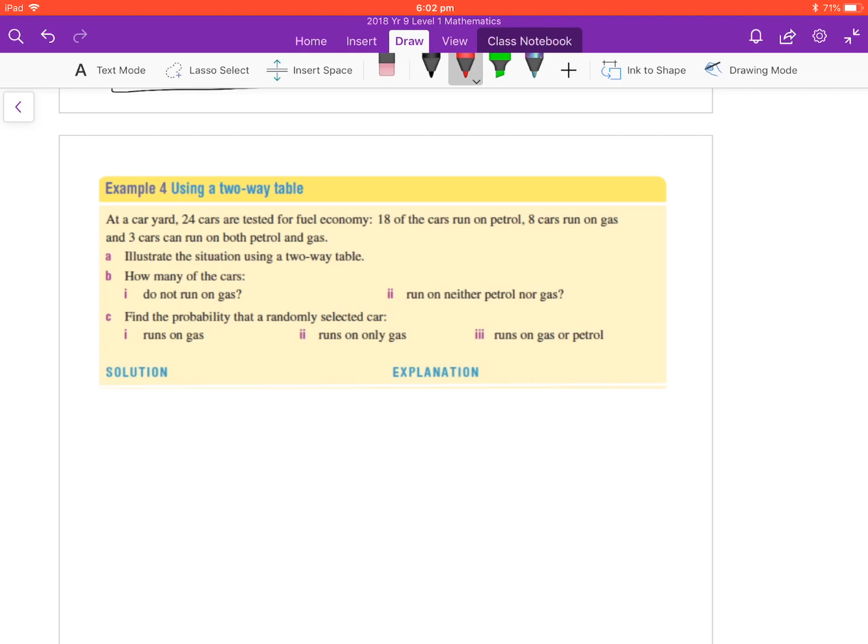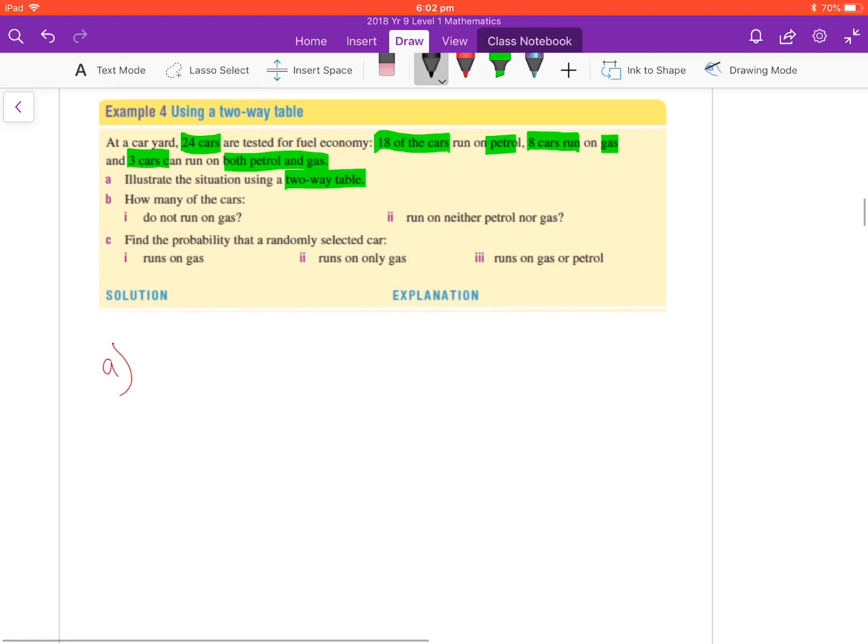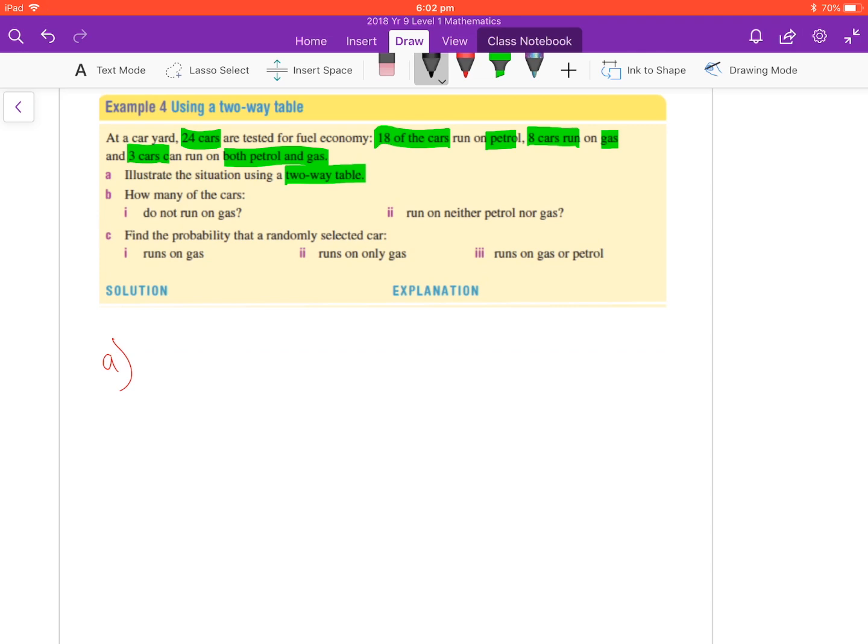All right, car yard. 24 cars are tested for their fuel economy. 18 cars run on petrol, 8 cars run on gas, 3 cars run on both petrol and gas. And they want us to put it in a two-way table. Once again, we typically do like to draw the two-way table to at least give you the structure, so it saves you a bit of time in a test.